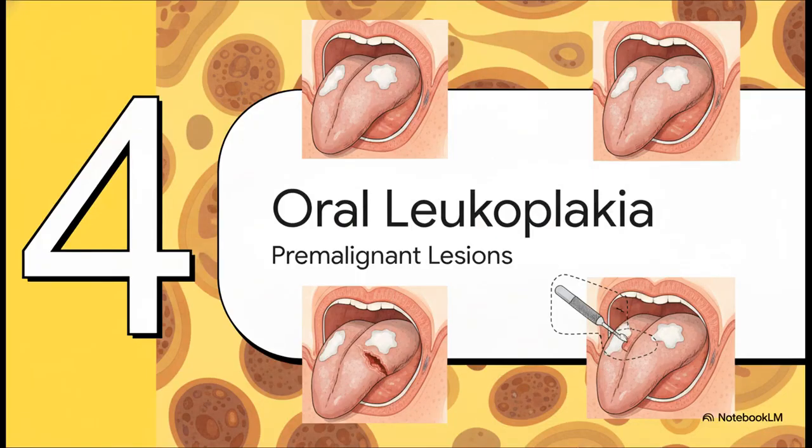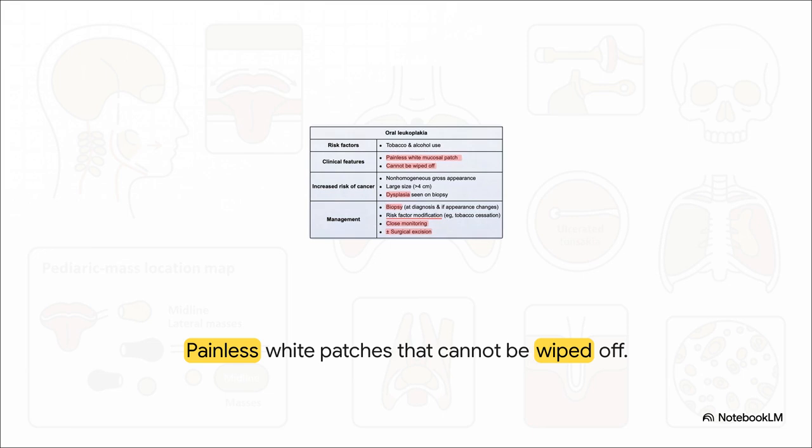Let's move into the oral cavity with the oral leukoplakia workup. We need to correctly identify and triage precancerous mucosal lesions. Oral leukoplakia presents as a painless, white mucosal patch that cannot be wiped off, and it's strongly driven by tobacco and alcohol use. Persistent or concerning lesions, especially those over 4 centimeters or with a non-homogeneous appearance, require a biopsy, immediate tobacco cessation, and close clinical monitoring.